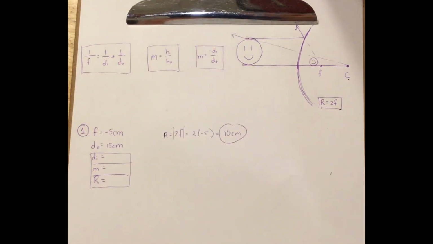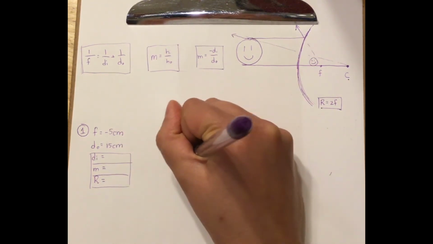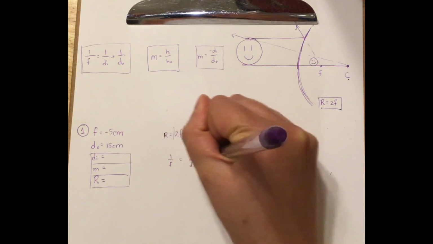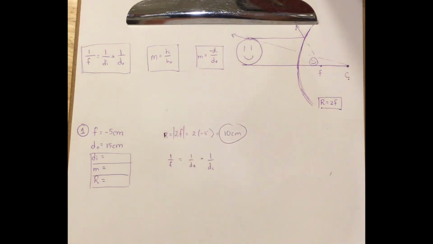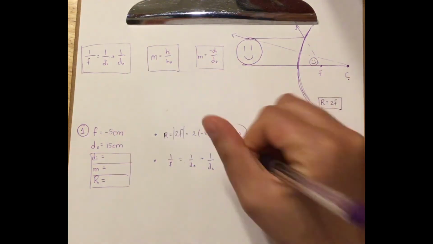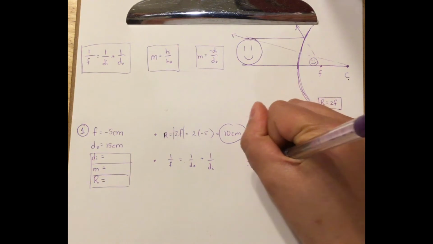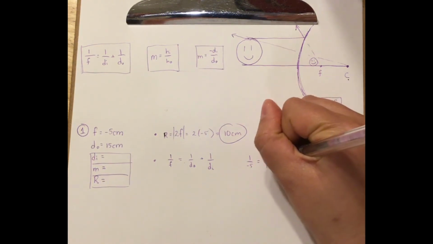Let's find where the image shows up. The image can be found using the lens maker's equation, and this is the one that I'm going to ask you to be really careful on in terms of trying out your least common denominators here. You can't just take these and add them together, right?